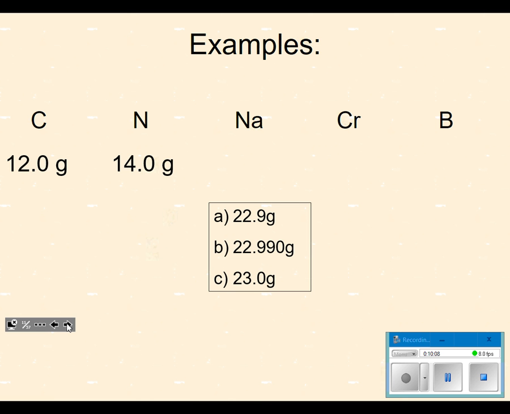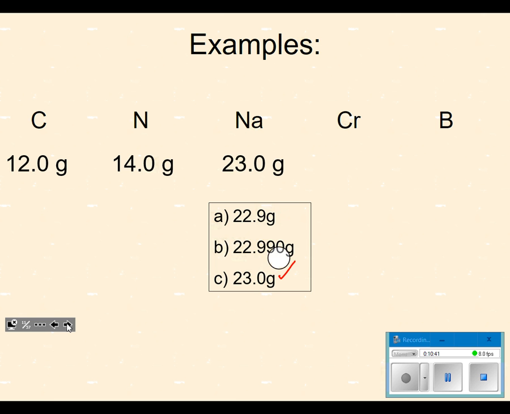Then for sodium, sodium on the periodic table is this. Rounded to the tenth is both my A and my B. But what we need to do is look at this digit right here. That's a 9, so that's going to cause this 9 to round up. When that rounds up, that's going to cause this to round up. So when we round that up, this is actually going to be the correct answer. So we'll use 23.0 for sodium.